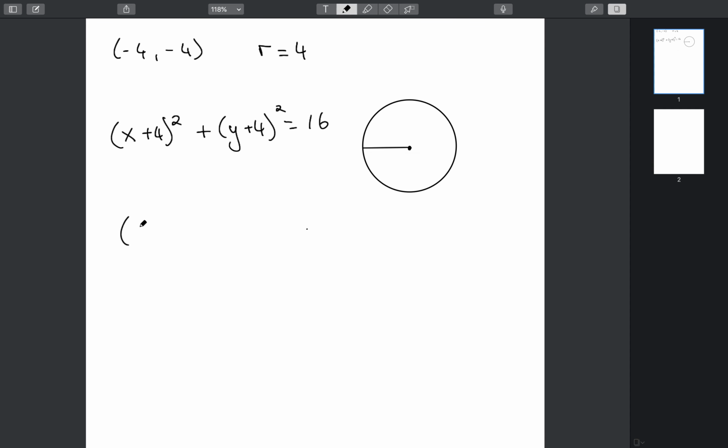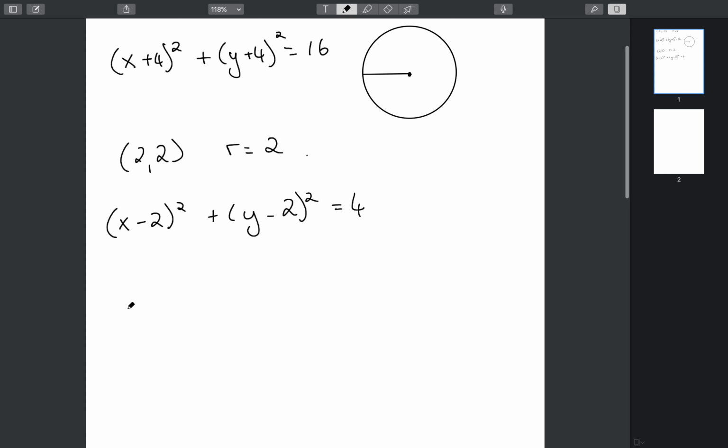If I had a circle that was 2, 2 and had a radius of 2, we saw that that formula was x minus 2 squared plus y minus 2 squared is equal to the radius squared, which is 4.